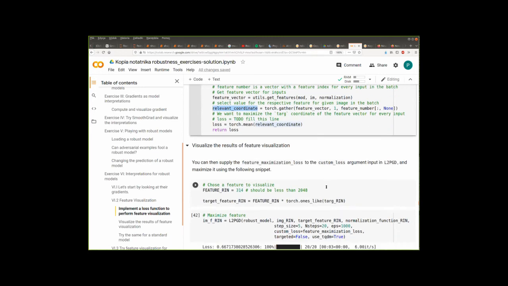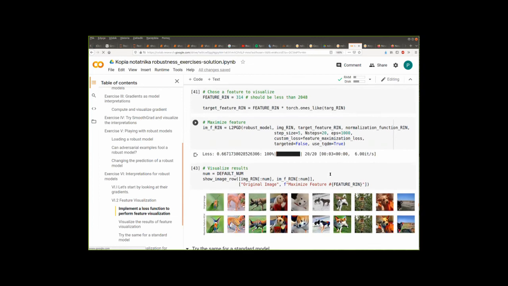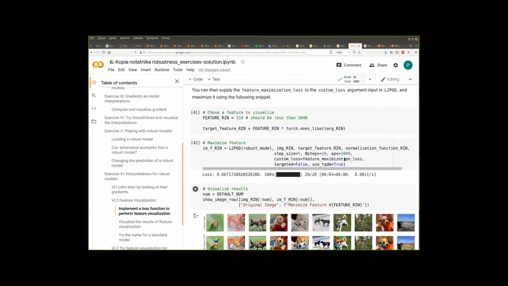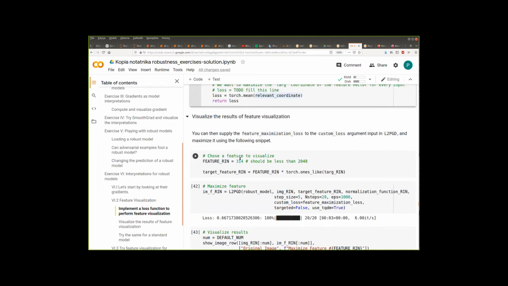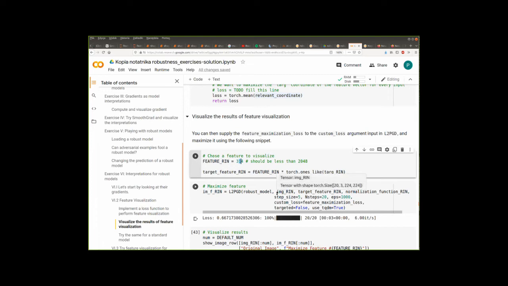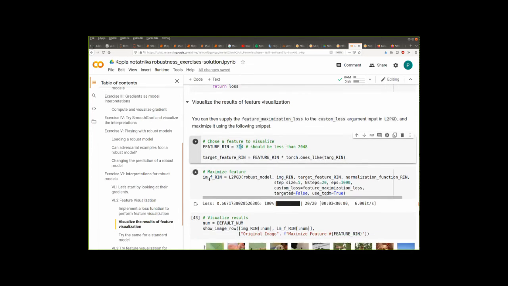So what we will do right now, we will try to maximize one particular feature. There are 2048 features, so 2048 neurons in the last layer of our neural net, and we are taking feature number 314, and we will run our L2 PGD, and we will use our custom feature maximization loss, which will maximize this one particular feature.